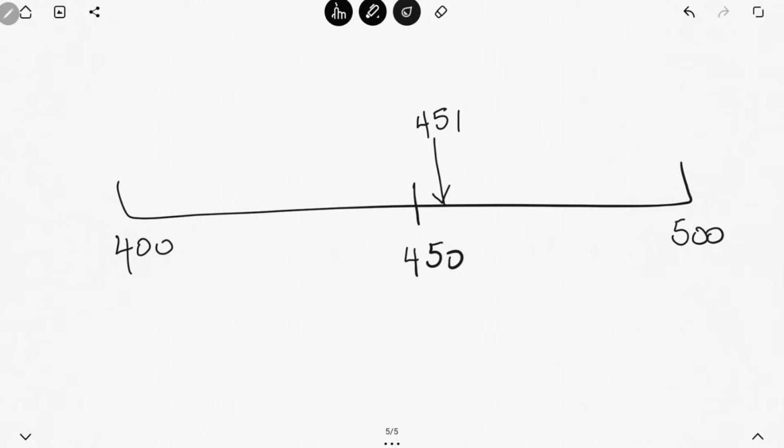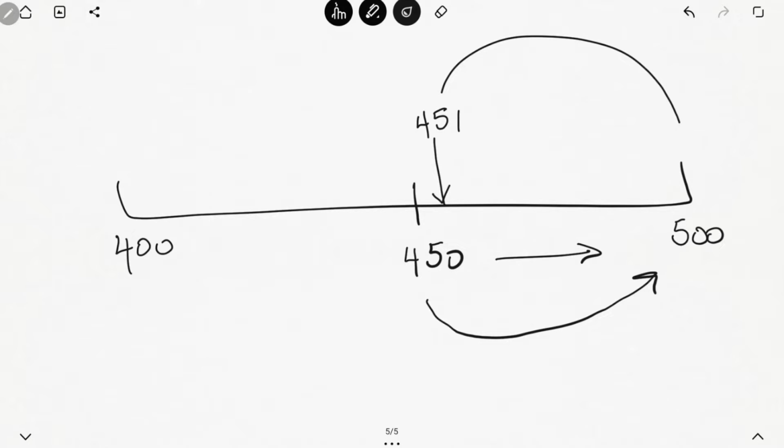What would you do this time? You should see that 451 comes after 450, and by that I mean somewhere between 450 and 500. So we will round up 451 to 500. We will say that 451 to the nearest 100 would be 500.